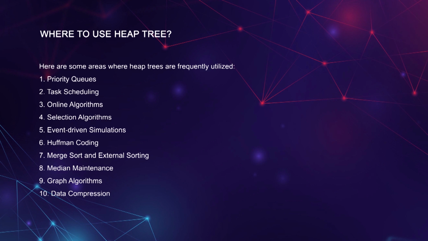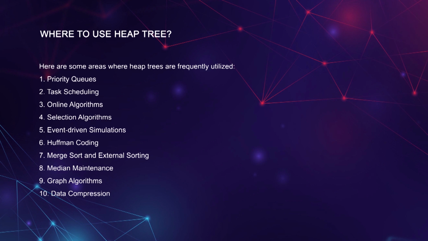The next area where we can apply heap trees is selection algorithms. Heap trees can be used to solve the kth largest or smallest element problem efficiently. A heap allows you to quickly identify the kth largest or smallest element without sorting or arranging the entire array. The next area where we can apply heap trees is event-driven simulation.